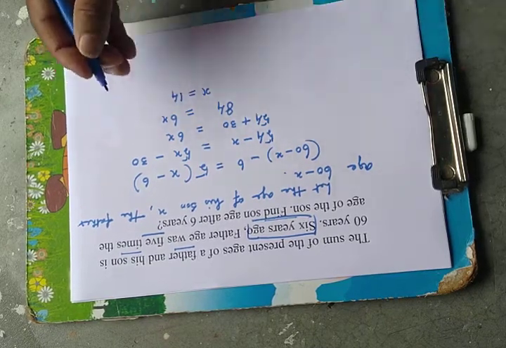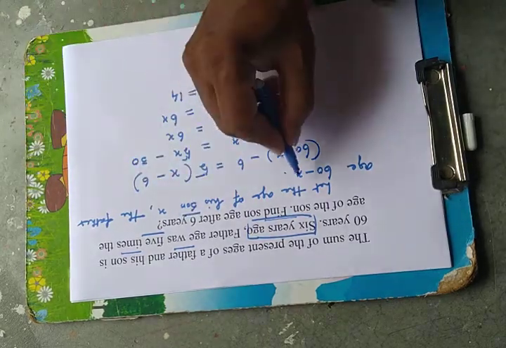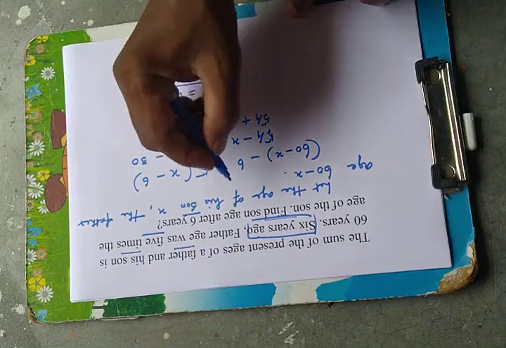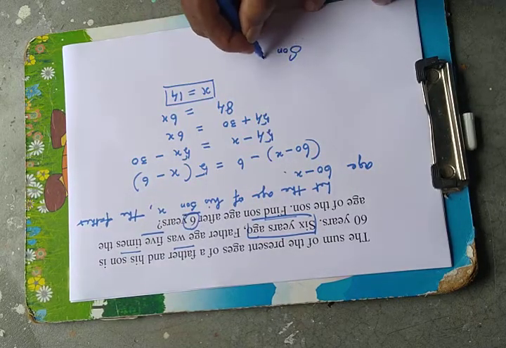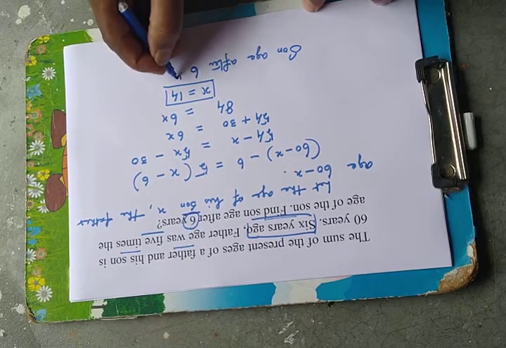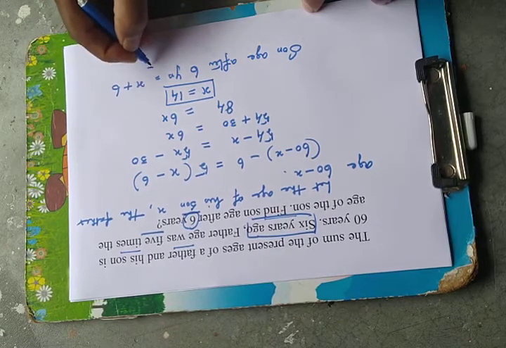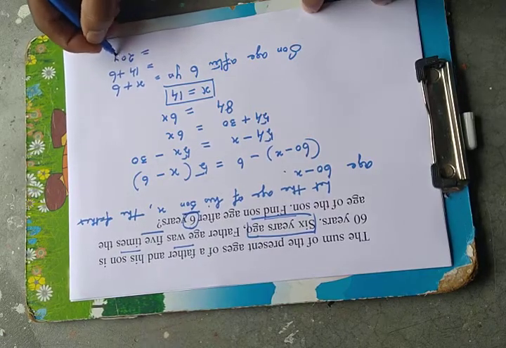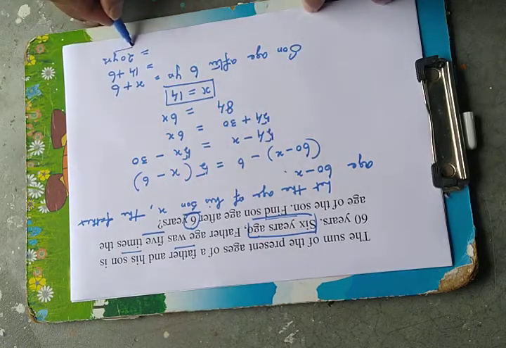Here we need to find the son's age after 6 years. The son's age we considered as x, and x equals 14. But we are going to find it after 6 years, so the son's age will be x plus 6. The x value we got is 14, so 14 plus 6 becomes 20 years. Therefore, the son's age after 6 years will be 20 years.